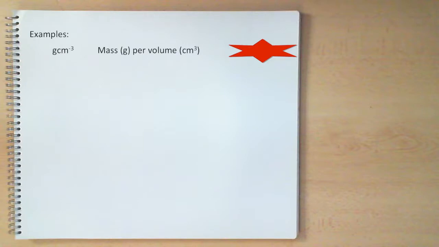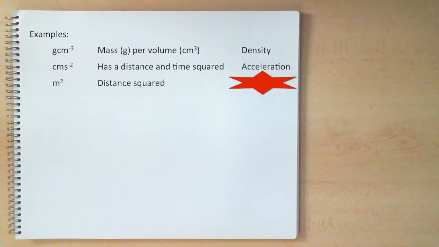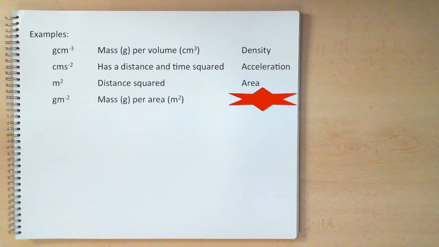Finally, let's look at some examples of dimensions and see if we can work out what they actually are. So the first one is grams per centimeters cubed. Well, that's got a mass and a volume, so it must be a density. Then we have centimeters seconds to the -2. It has a distance and a time squared. Well, that's going to be an acceleration, isn't it? Then we have meters squared. Well, that's a distance squared, so it must be an area measure. And then finally there we have grams meters to the -2. That's a mass, and it's an area, so that's going to be a density.